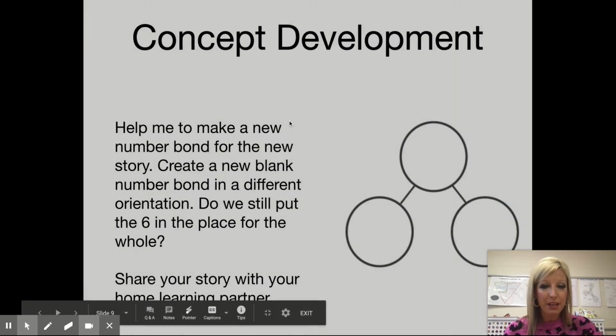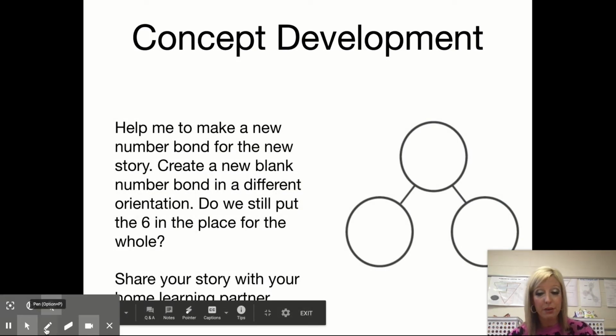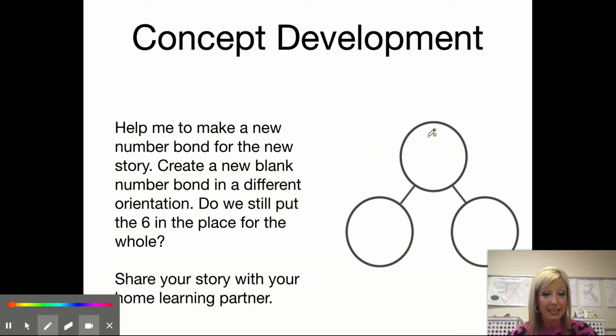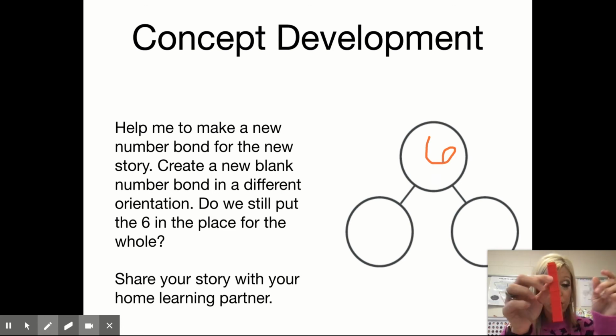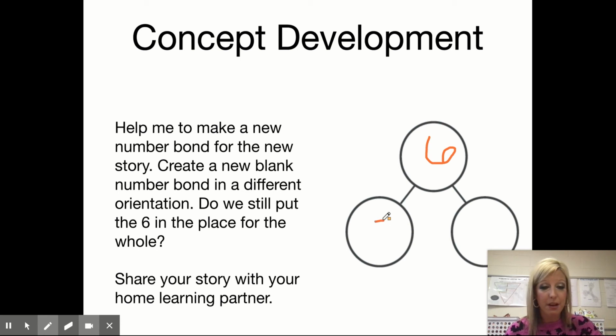So in my number bond for that particular problem, what did we start with? We started with how many linking cubes? 6. And I broke my whole, and that's why we put that at the top, because we started with 6 and we broke it into 5 and 1. So we want to represent that in our number bond as 5 and 1. If you did a different number story with your linking cubes, then your number bond may look a little different.